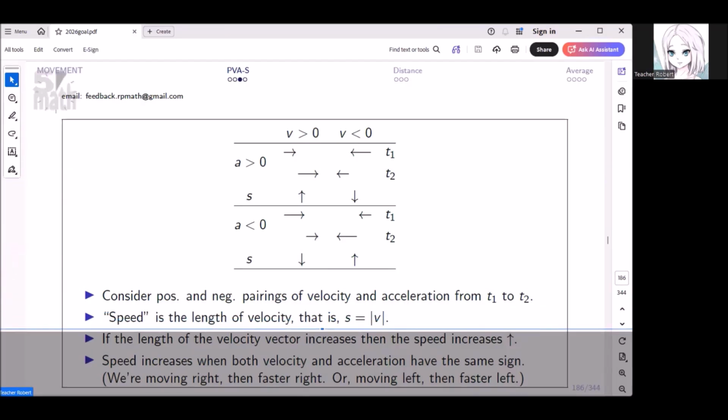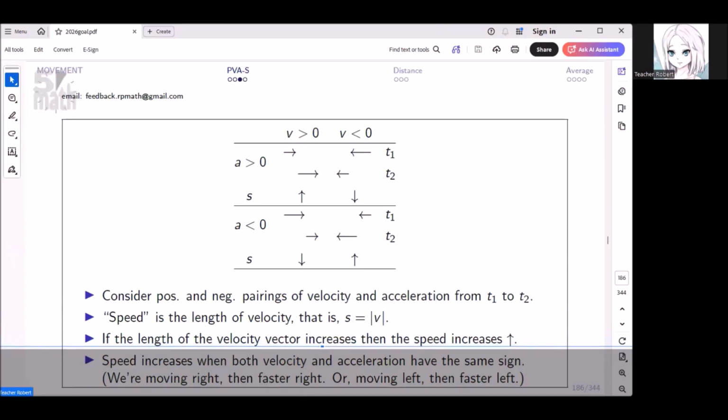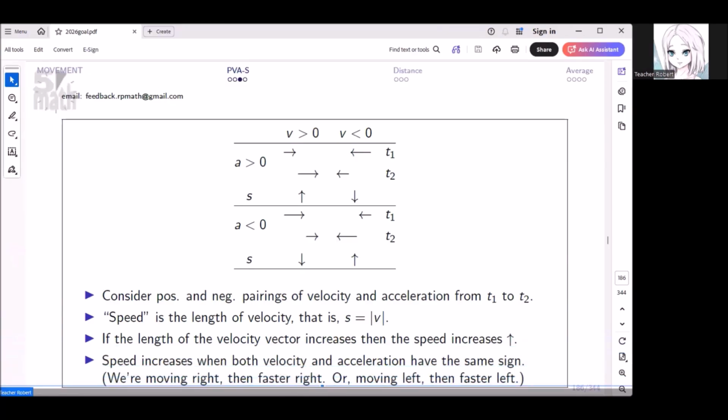Speed is the length of velocity, that is, s equals absolute value of v. If the length of the velocity vector increases, then the speed increases. Speed increases when both velocity and acceleration have the same sign. We're moving right, then faster right, or moving left, then faster left.